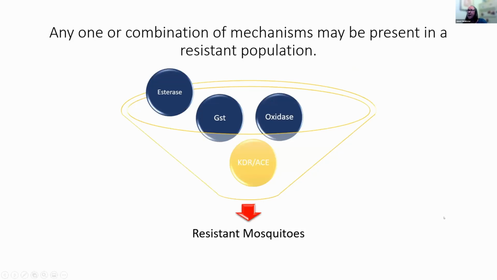And we've also heard that you can have more than one mechanism present in a resistant population. So we've heard about the enzymes, the esterases, the GSTs, oxidases. We've heard about the altered target sites, the KDR, which is DDT in the pyrethroids, and then the ACE mutation, which affects the target site for the organophosphates and the carbamates. So any one of those alone, any combination of that can be in the mix in your resistant mosquito. So it's a very complex problem and issue.